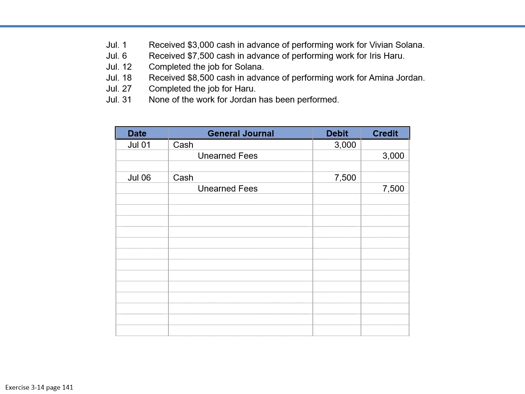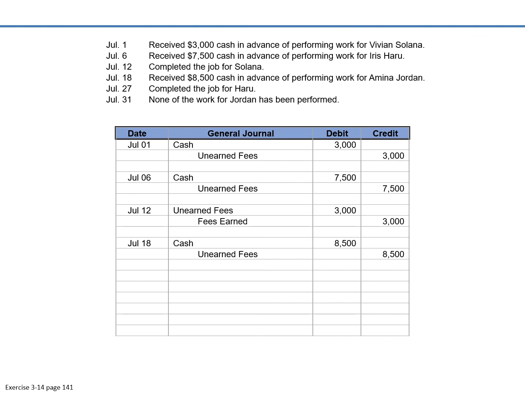On July 12th, we completed the job for Solana. So when we complete the job, what do we get to do? Record our revenue, right? So let's reduce our unearned fees for $3,000 and let's recognize fees earned for $3,000, right? On July 18th, we received $8,500 cash in advance of performing work for Amina Jordan. Cash, increased cash with debits, increased liabilities, it's unearned with credits.